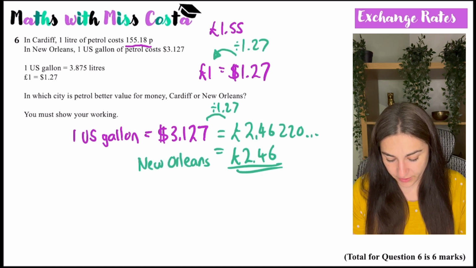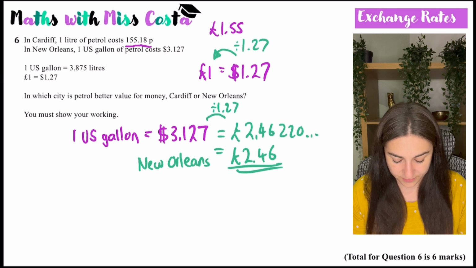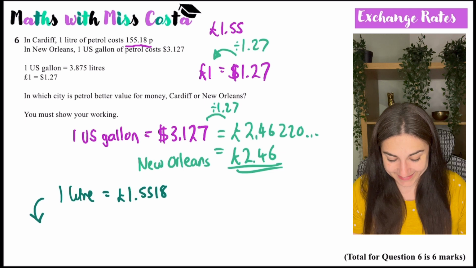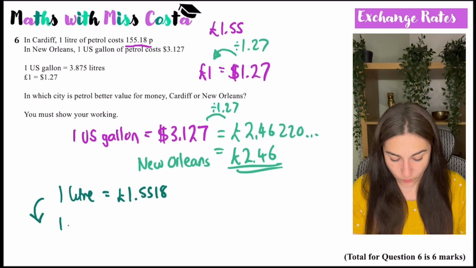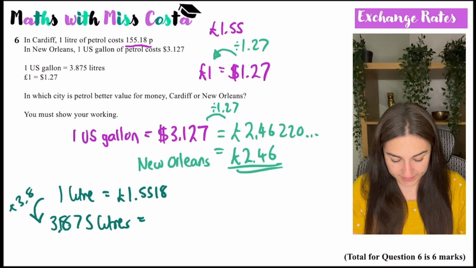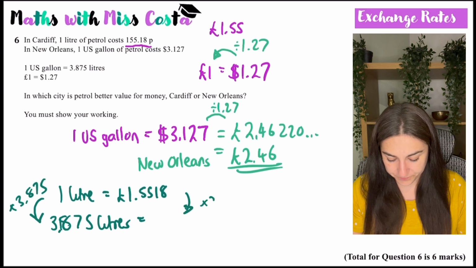So now let's have a look at what's happening in Cardiff. So I know that 1 litre is £1.55, and I want to convert that into 1 gallon. Okay, so what am I going to have to do? I know that 1 gallon is 3.875 litres. So I'm going to have to times both sides by 3.875.